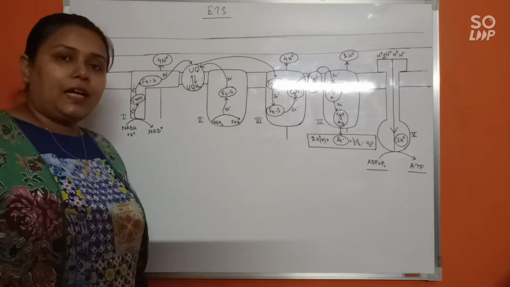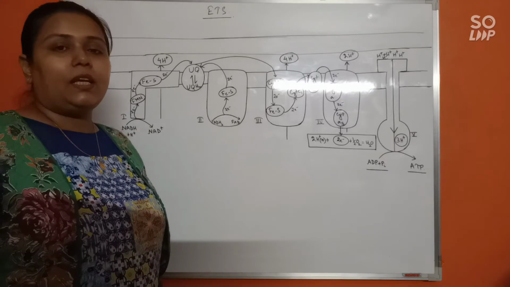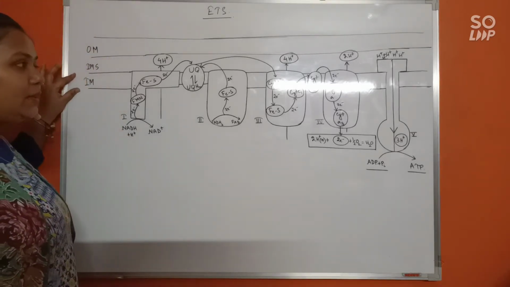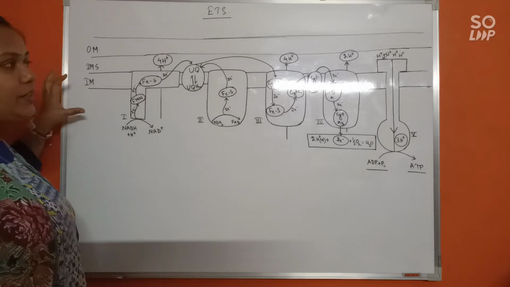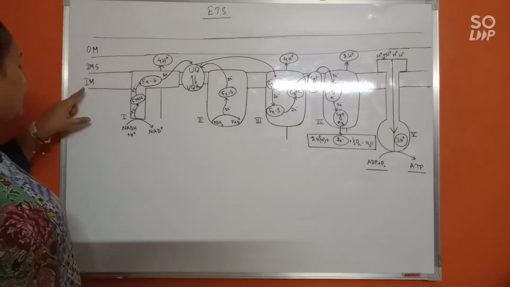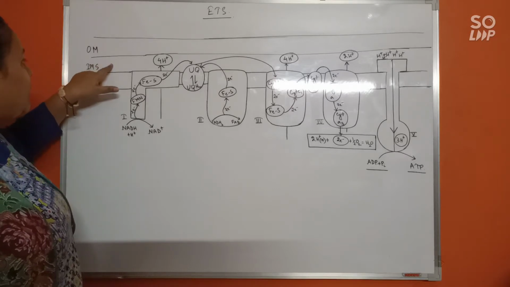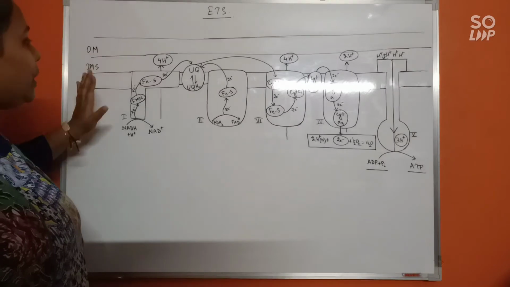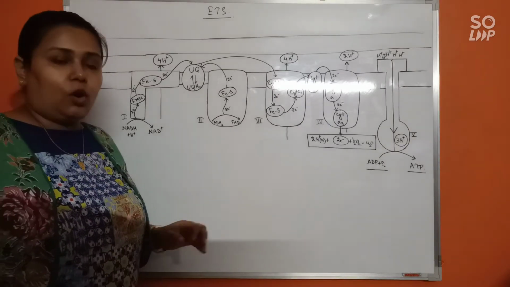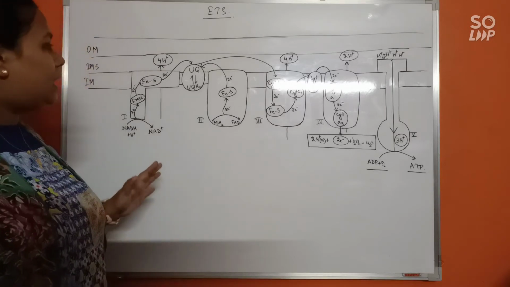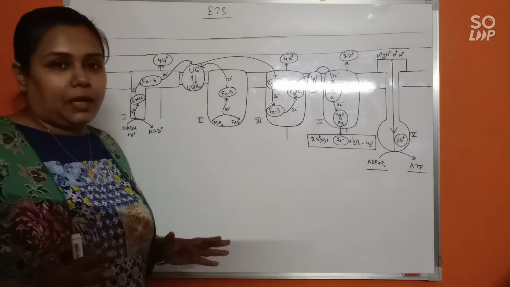First thing, the site where ETC takes place is the inner mitochondrial membrane. To understand where exactly the ETC is happening, I've given the diagram as such. This is the inner membrane, this is the intermembrane space, and this is the outer membrane of the mitochondria. As you can see, ETS or ETC consists of 5 complexes. Let us first understand what these complexes are.